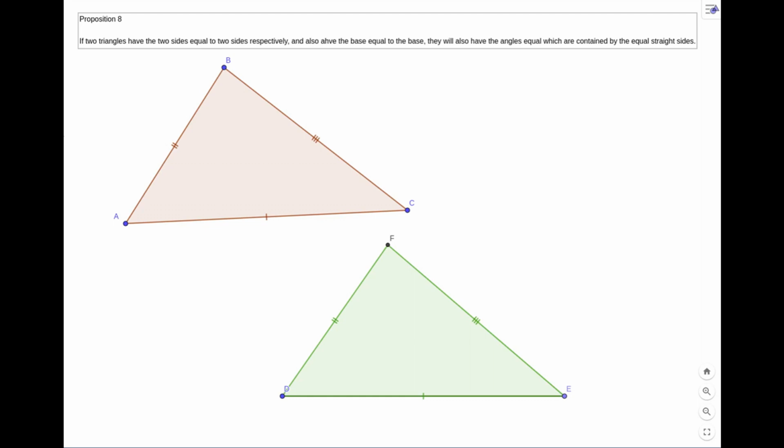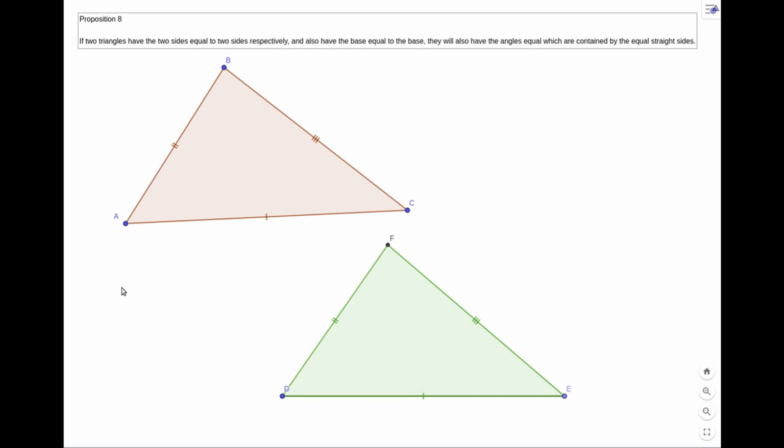Proposition 8 says that if we have two triangles that have two sides that are equal, respectively, and they also have bases that are equal, then the angles will also be equal, and hence the triangles will be congruent. This is our side-side-side congruence property. So let's take a look and see why this will be true.